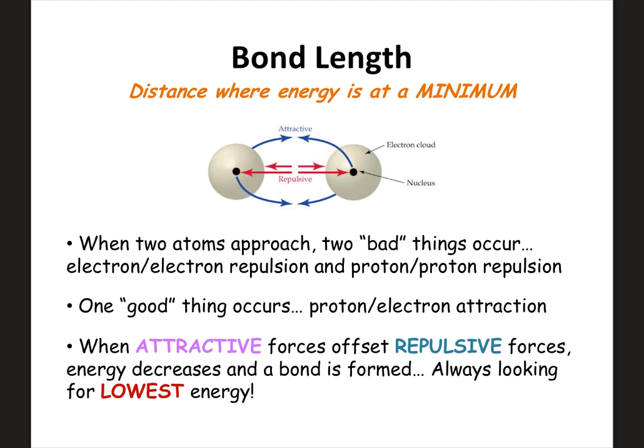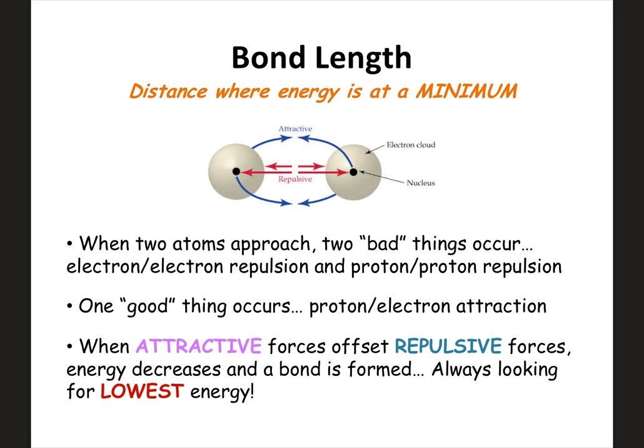So an idea here that's very important for AP is this idea of bond length with these covalent compounds. So bond length is the distance where you have the energy at the minimum. This is basically the right distance where these atoms come together and the energy is at the lowest. So there's some things happening here. You got to understand when these covalent bonds are going to form, there's some good things and some bad things happening.